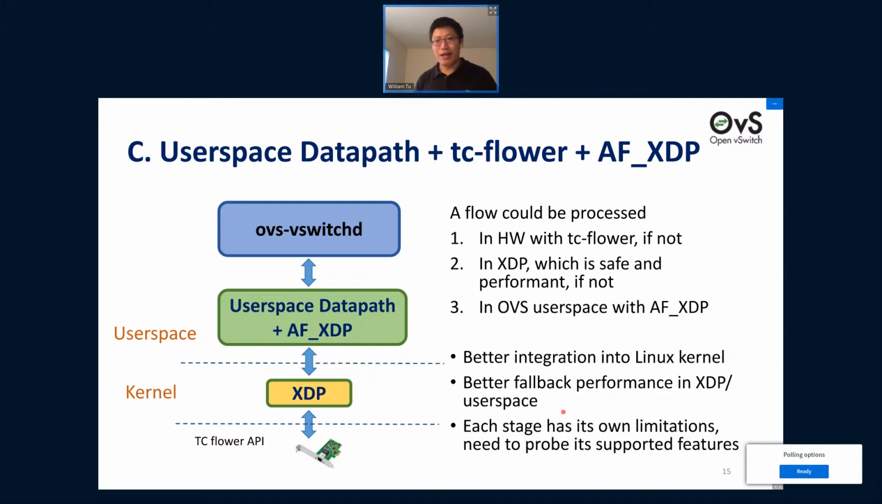So with this design, we think that it's better integrated into the Linux kernel. It has better fallback performance if hardware cannot be supported, since we do it in XDP or in user space. Although each stage has its limitations, we then have to have a way to probe, for a particular flow, which stage the flow should be handled in.